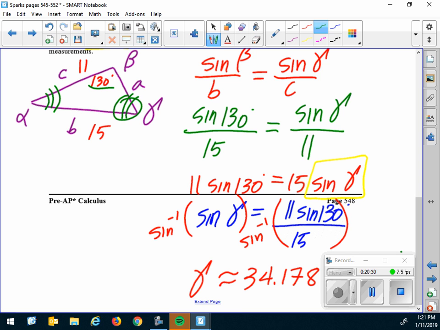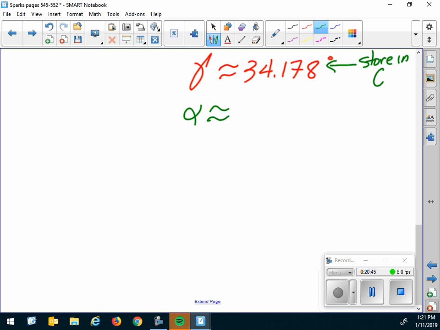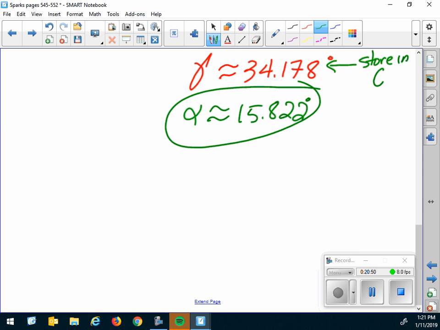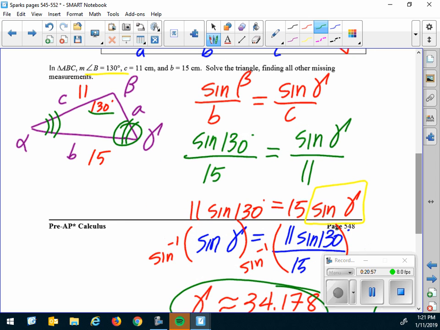So 180 minus 130 minus that angle, oh, snap. 15.822 degrees, yep. So we've got alpha is approximately 15.822 degrees. And remember, you're circling those or boxing them in so we can find them. What's the one piece we're still missing? The side. We need side A.